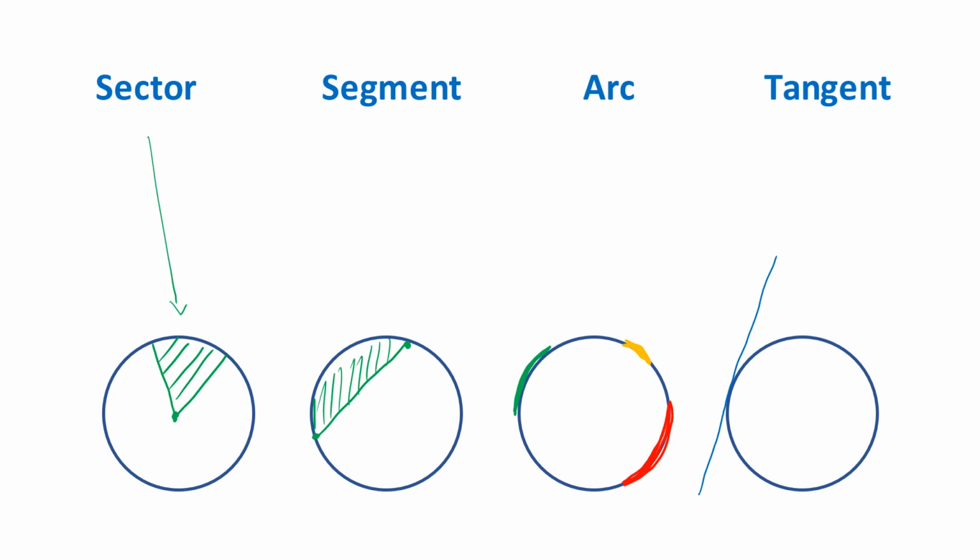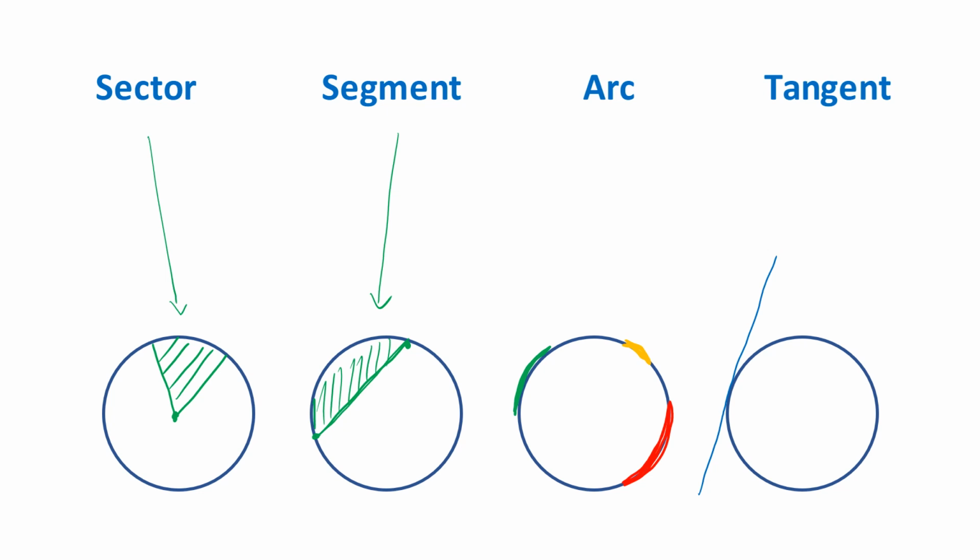We then have a segment. So if we think about the word that we've seen just a minute ago, chord, so the line that goes straight across is the chord, and the segment is the area kind of trapped within it. So we can have minor and major segments as well.